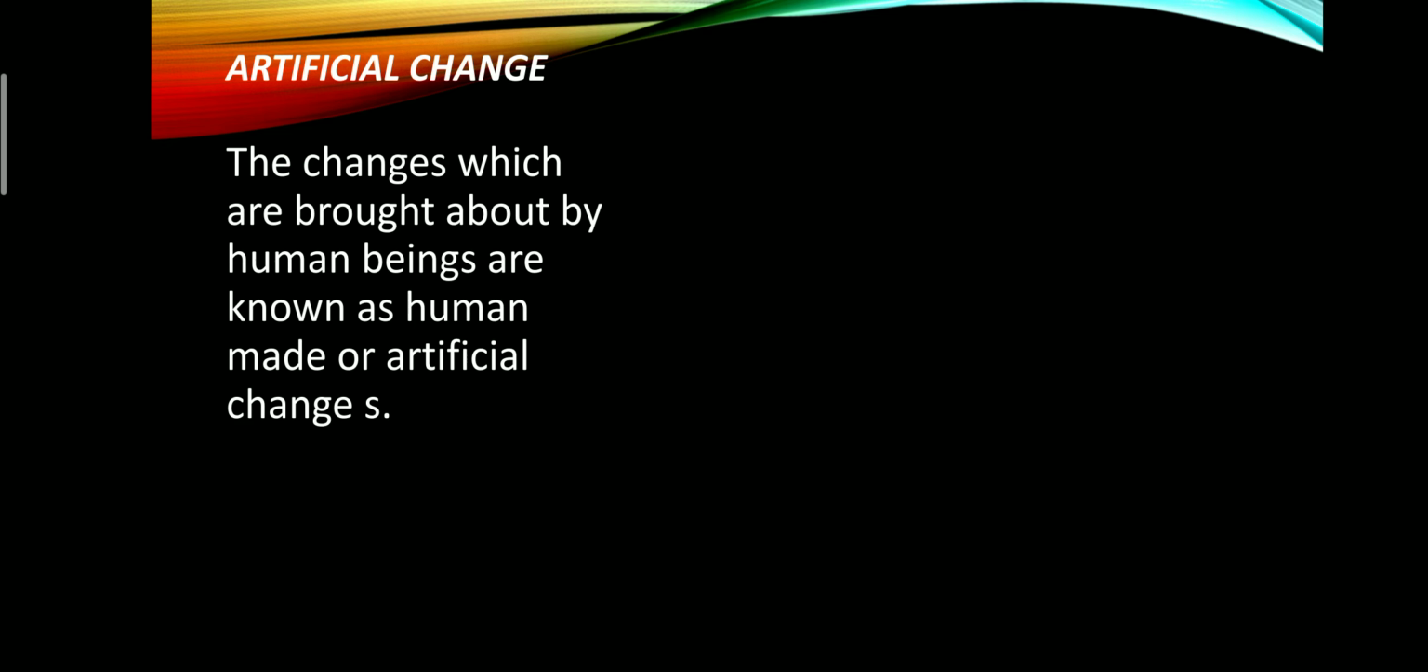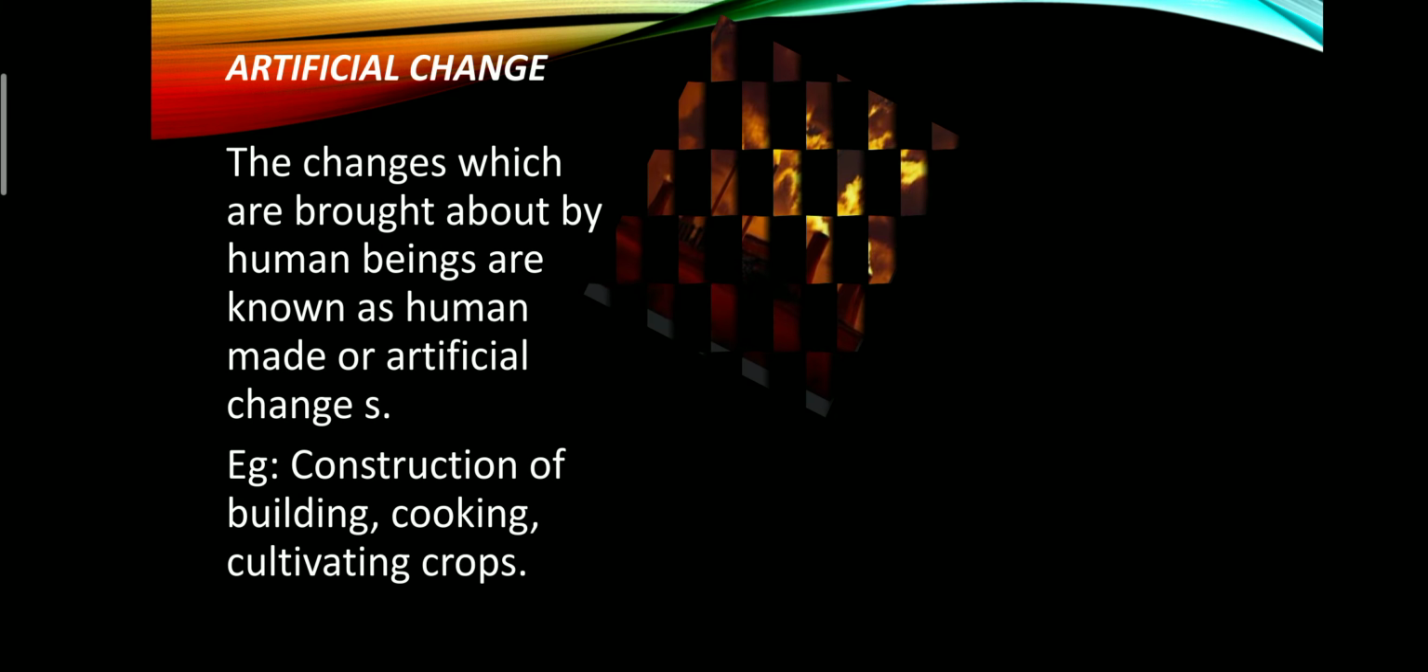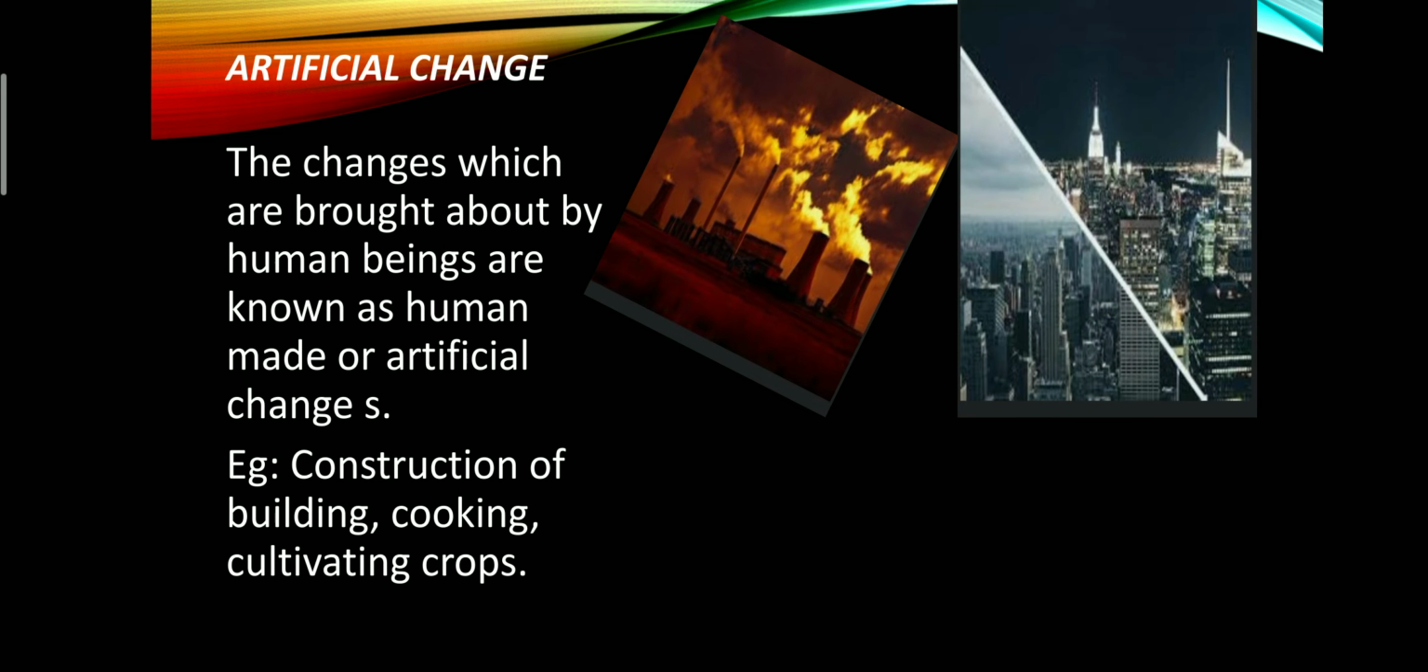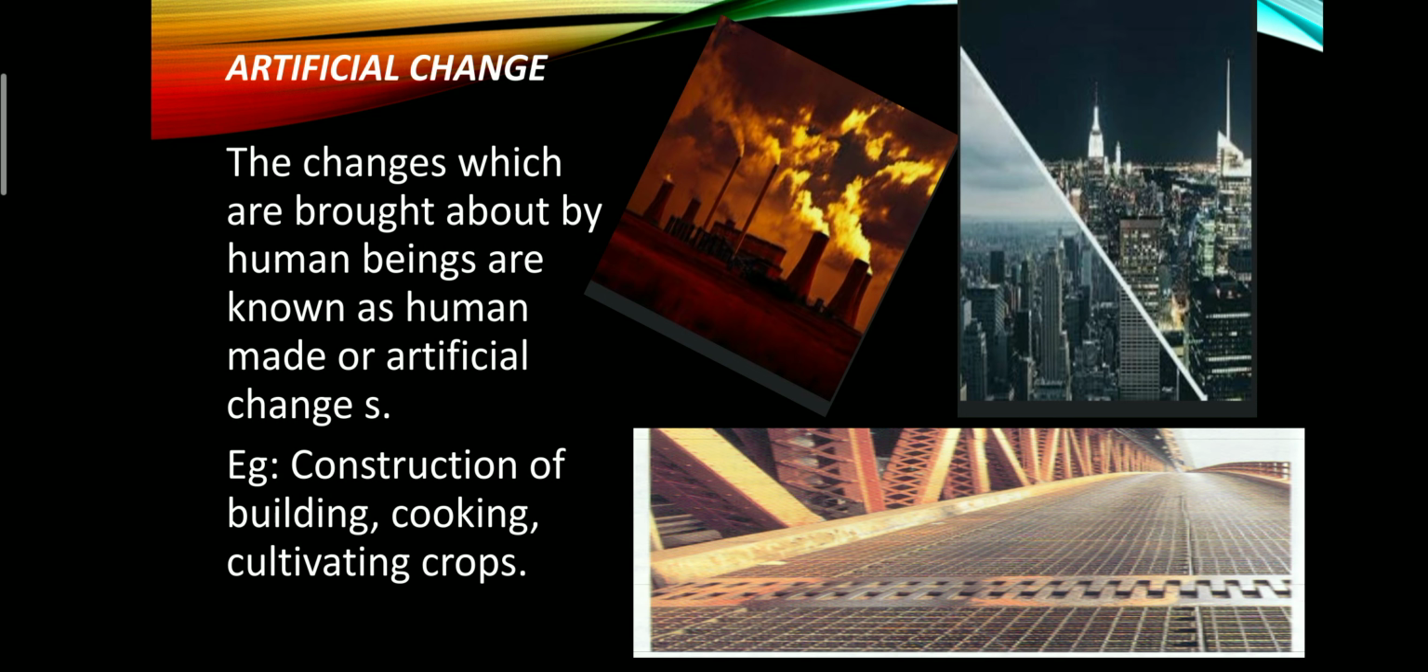Next is artificial change. The changes which are brought about by human beings are known as human made or artificial changes. Example, construction of building, cooking, cultivating crop, industries, pollutions, air pollution, land pollution, all those things are human made changes to the globe. And construction of bridges, cooking, cultivating the crops, all those things are artificial changes.